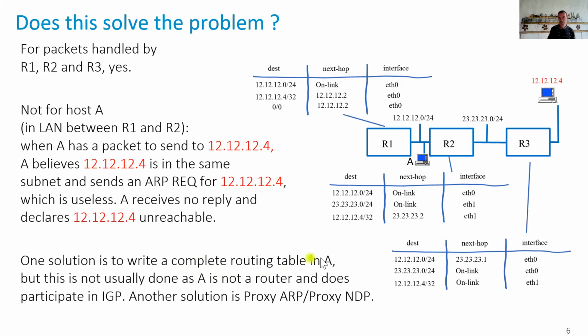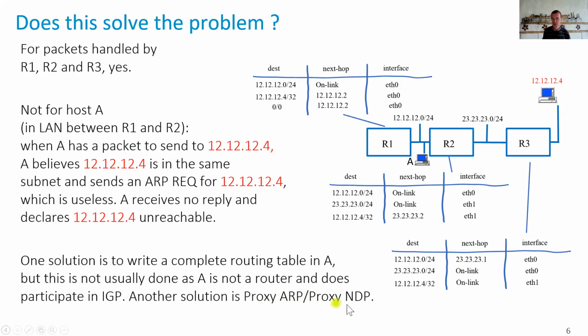A solution that is sometimes done is to ask that the host participate in the routing protocol using a lightweight routing protocol like RIP, that we will see next week, and learn about this destination address. But this is done in some specific contexts where the hosts are industrial machines, for example, but this is typically not done otherwise because we don't want customers, people like you and me, to participate in the routing protocol of, for example, EPFL. So another solution is called Proxy-ARP or Proxy-NDP.